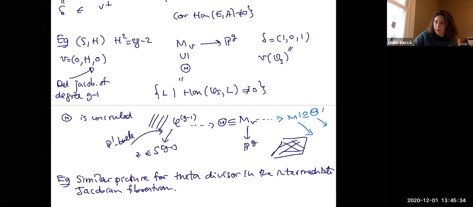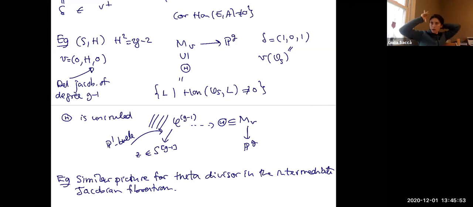in this example, I think, okay, maybe in this example you can contract it without passing to a birational model. But in general, when you do have a situation where you have a spherical object, the Bayer-Macrì machinery tells you exactly what are the flops that you need to do in order to contract.